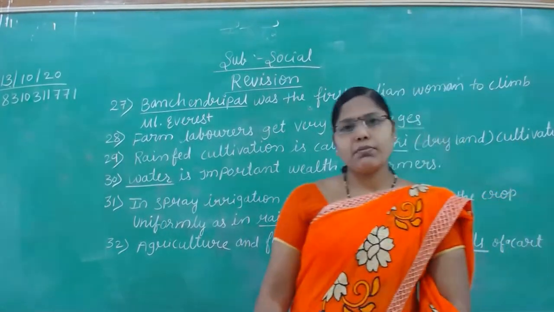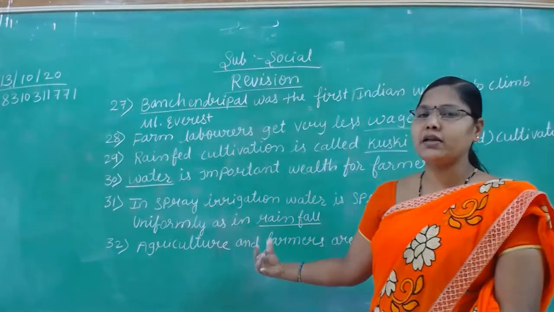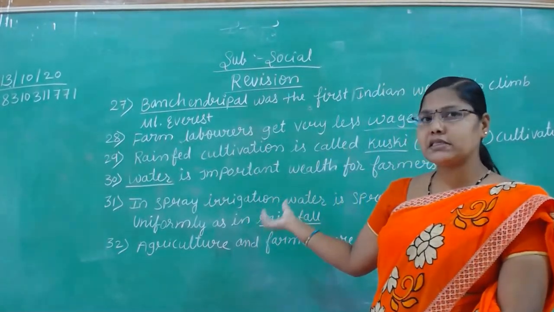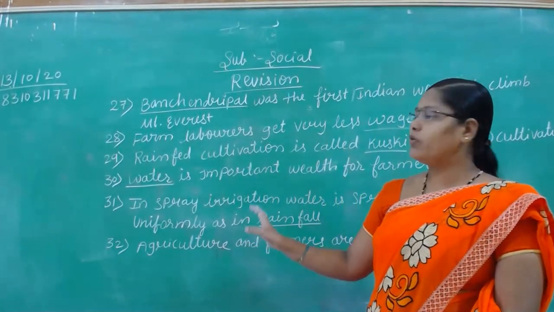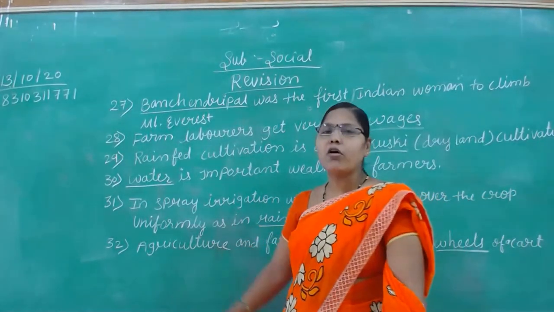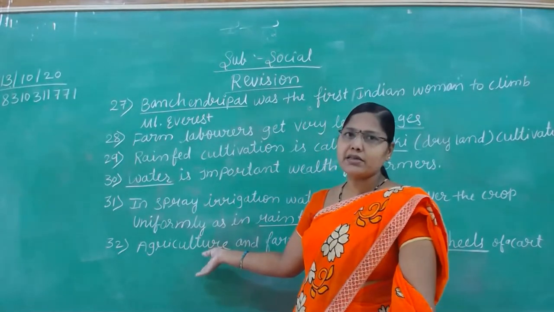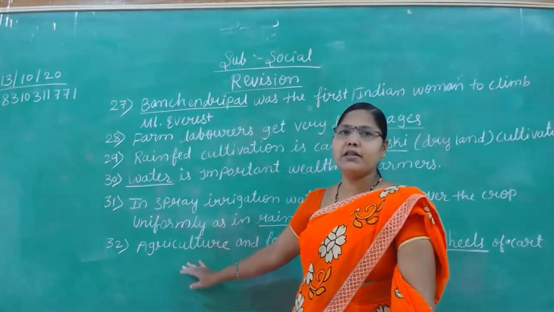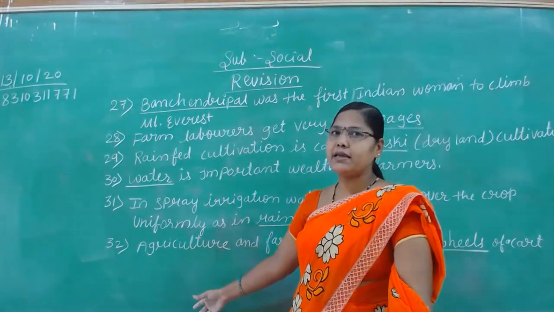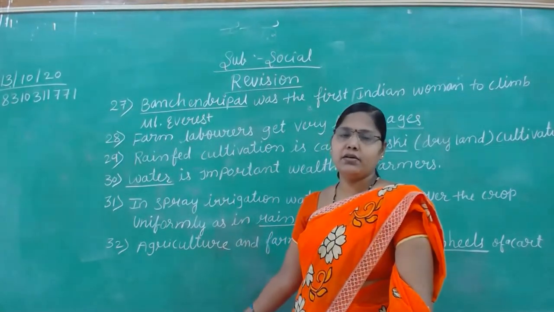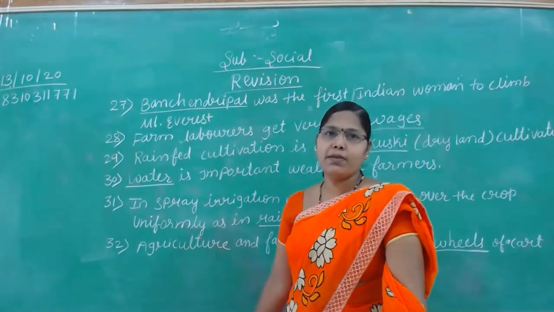How many fill in the blanks have we given in the revision? You should read these fill in the blanks only. Only 32. Others are not important, but we have to select these fill in the blanks. That's why you should read 32 fill in the blanks. We have given them already in the revision.